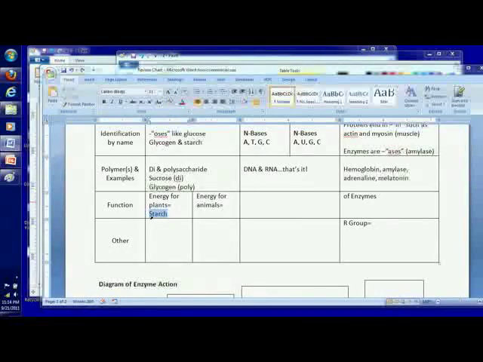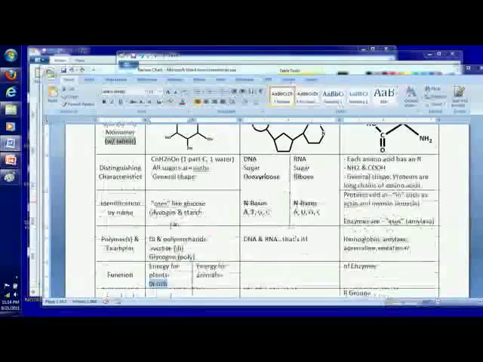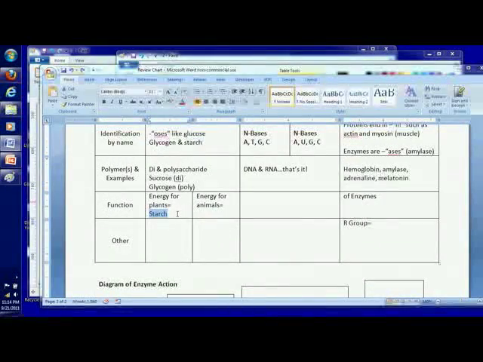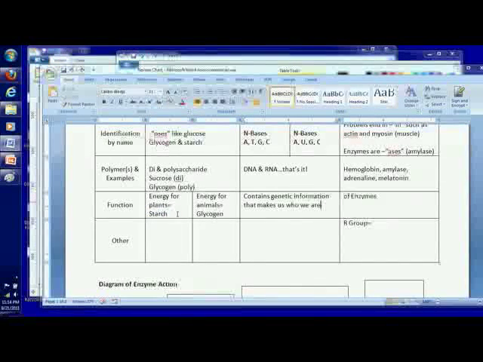Back over here, the energy molecule for plants, we're going back to carbohydrates. The energy molecule for plants is starch. The energy molecule for animals, glycogen. Nucleic acids, what their function is, they contain all the genetic information that makes you who you are, so very important stuff.